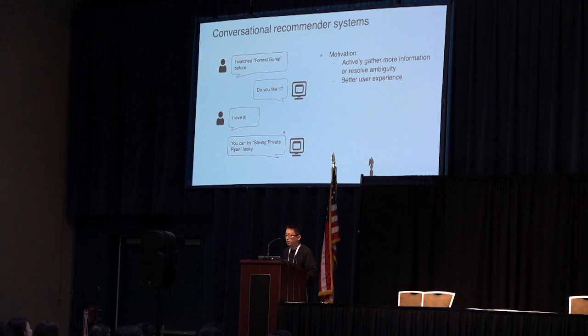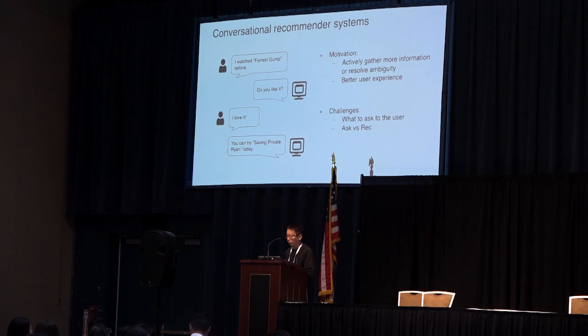Why do we want to use conversations? Firstly, the system can actively gather more information or actively resolve any ambiguity in the user utterance. So in this case, the sentiment is not presented, and then the system can explicitly ask for it. This is also similar to active learning. And the second benefit is it provides better user experience because humans are very used to using conversation to communicate.